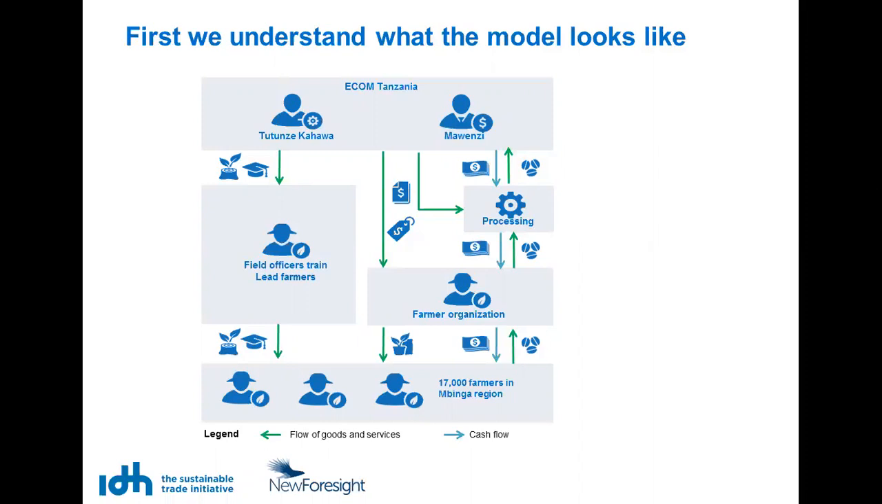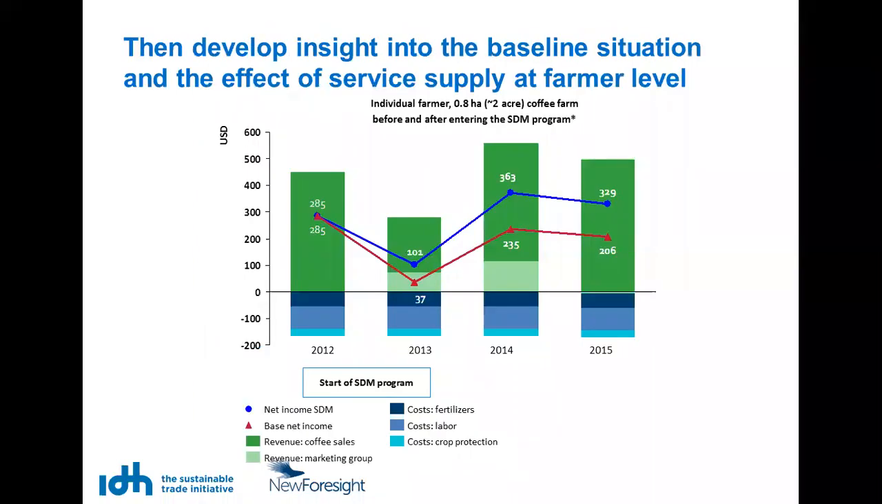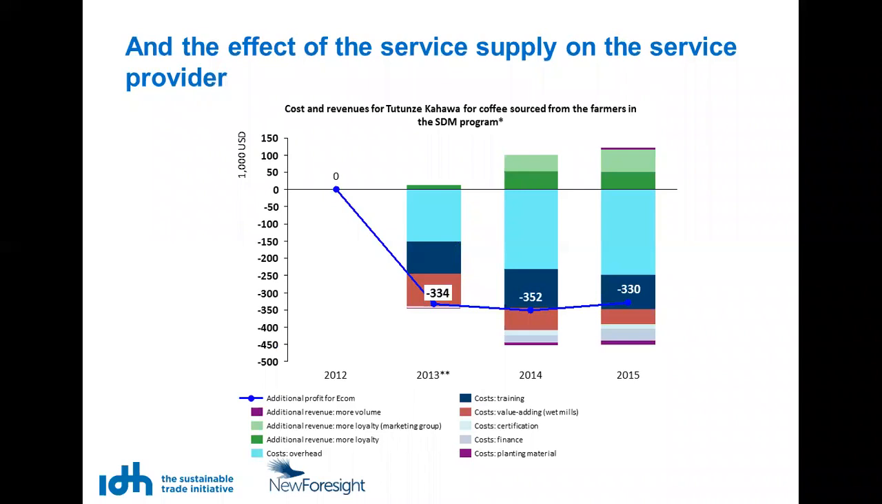If we have a first understanding about how things look, then we develop insight into the baseline situation at farmer level. And what is the effect if farmers are part of a service delivery model on their net income? We don't only look at the farmer level, but we also look at the effect of service supply on the service provider itself. So this is an example of ECOM in Tanzania. And so far, the service supply is not profitable yet.